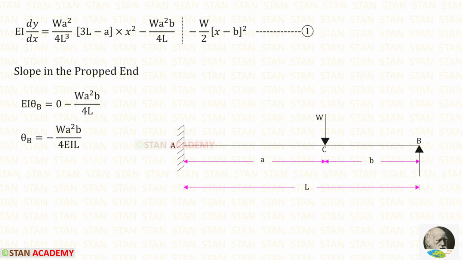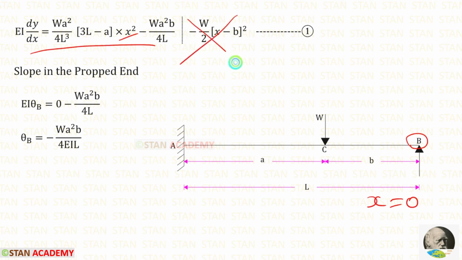First, let us find the slope in the propped end. We know that dy upon dx is the slope. Since we are finding the slope in the point B, let us denote dy upon dx as theta b. In the propped end, that is the point B, the value of x is 0. So in this equation, we have to apply x is 0. We should not consider this term. Finally, for theta b, we are getting this.